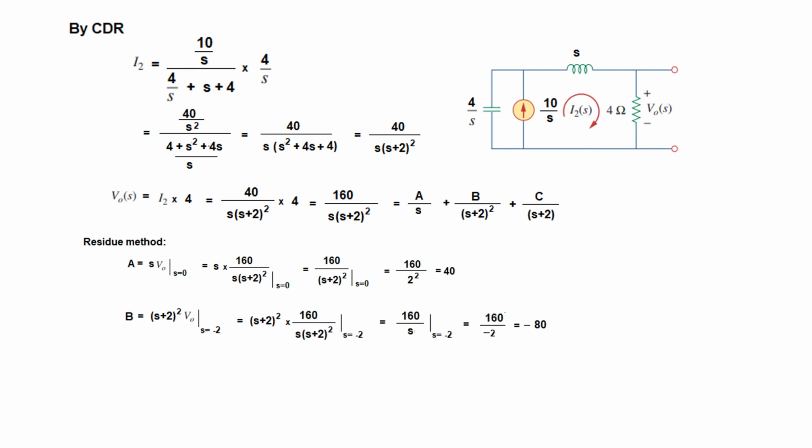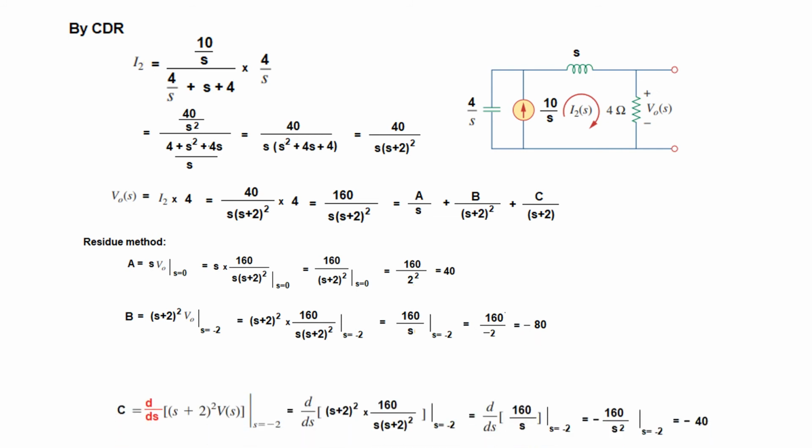Similarly for B, we multiply by the denominator, which is (s plus 2) whole square, times V₀(s). Simplifying, putting the value s equal to minus 2, since s plus 2 equals 0 is the condition, and putting in the values, the answer for B is minus 80.